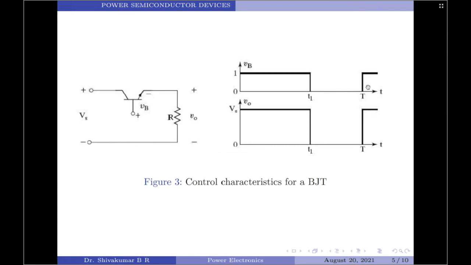From the waveforms that are shown here, you have to understand that a BJT, unlike a GTO or a thyristor, requires continuous voltage across its control terminal to sustain in the on state. The moment the control voltage is removed, the BJT will turn off. Therefore, we say it is a controlled turn on and controlled turn off device.